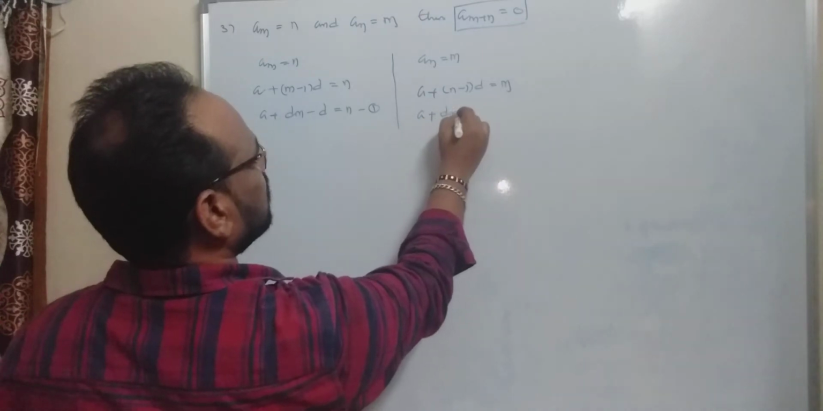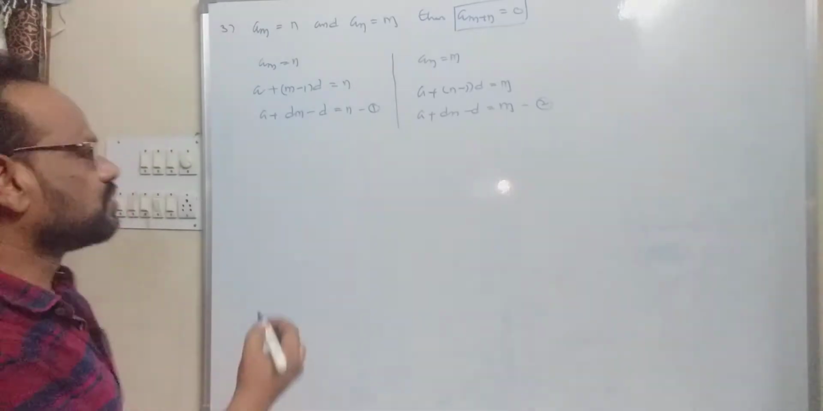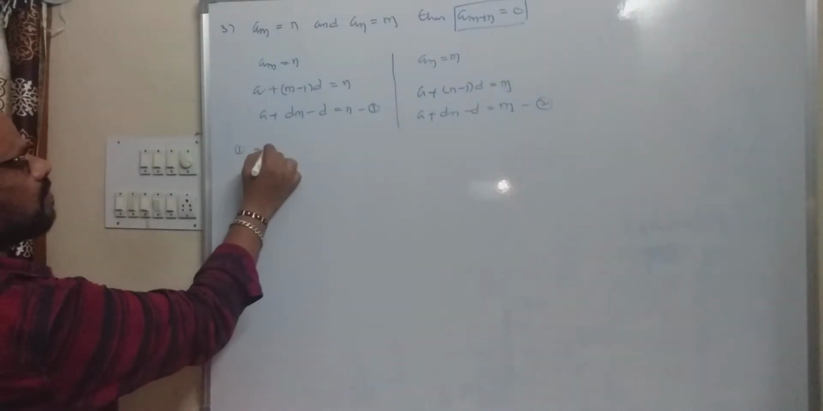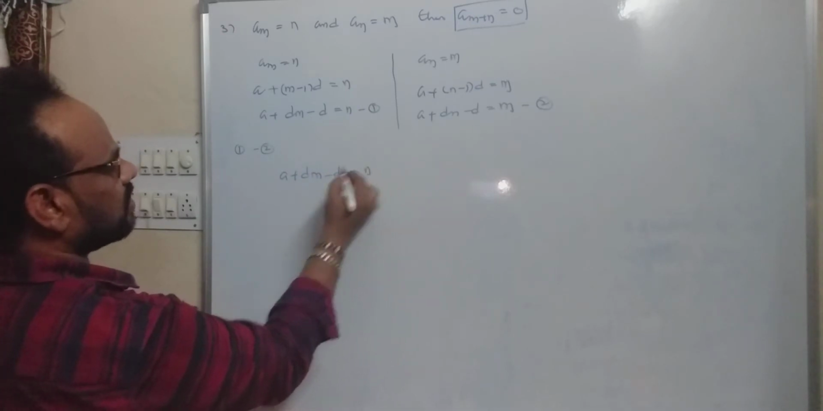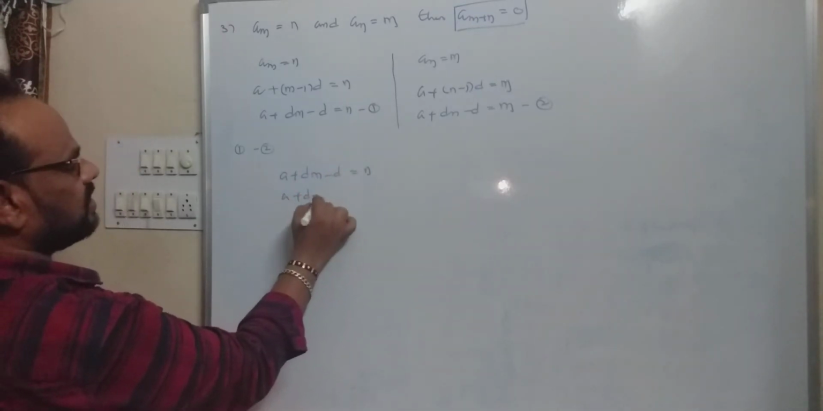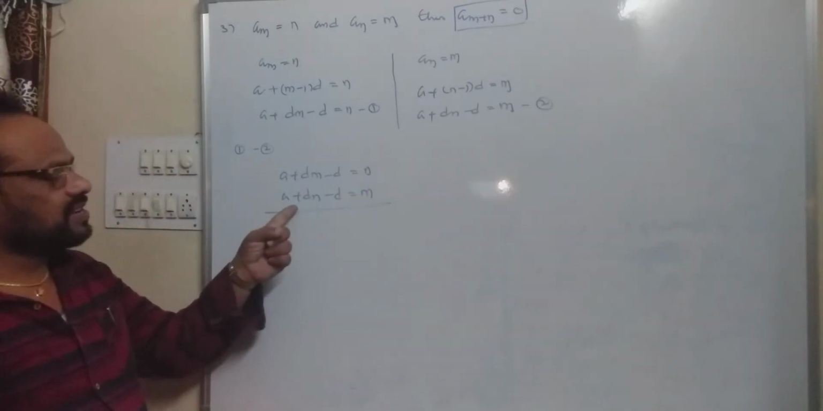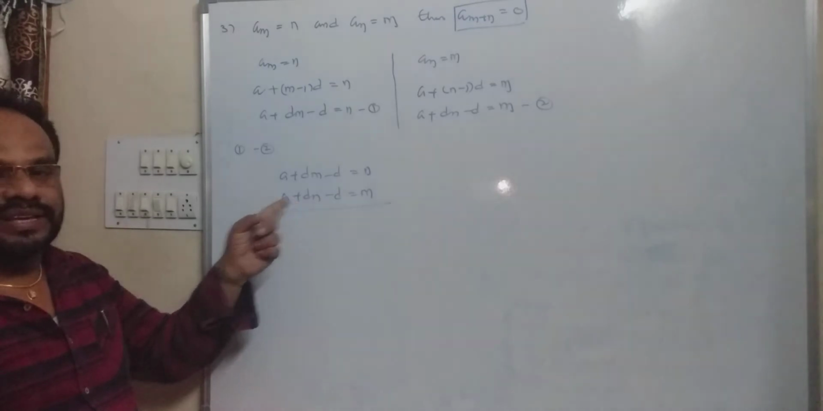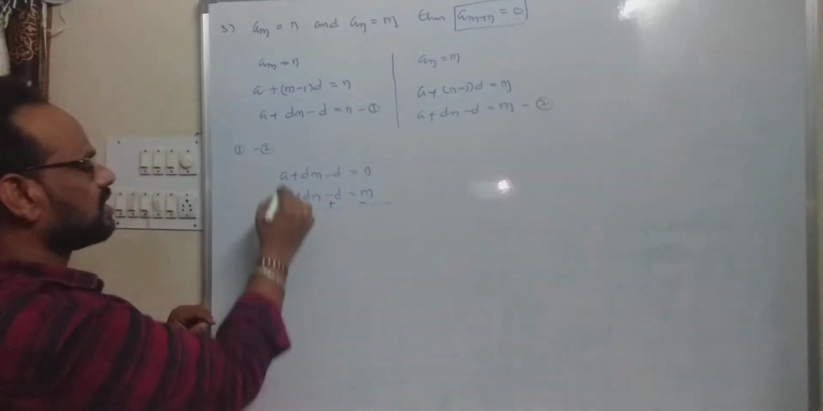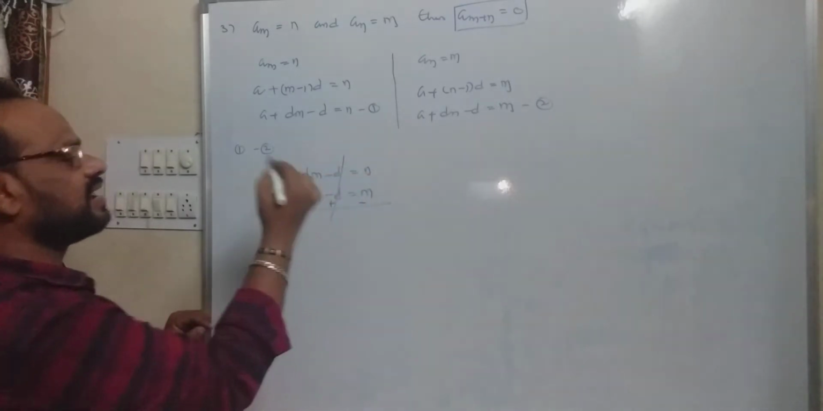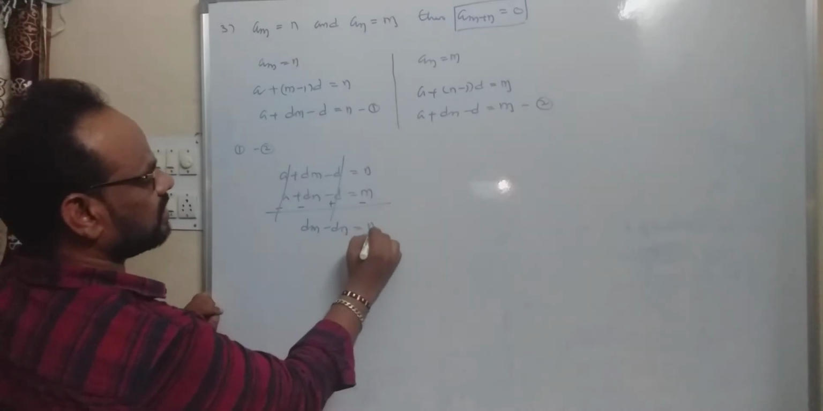a + (n - d) d = m. This is equation number 2. If you subtract 1 minus 2: a + (m - d) d = n, a + (n - d) d = m. If you subtract the second equation, signs will be changed. So this is minus, this is minus, this is plus, this is minus. So a gets cancelled, d gets cancelled. So dm minus dn is nothing but n minus m.